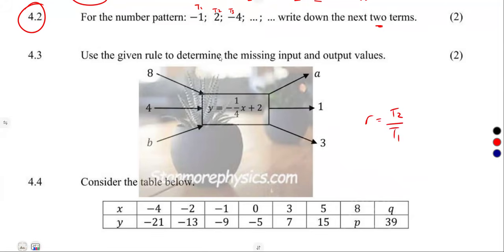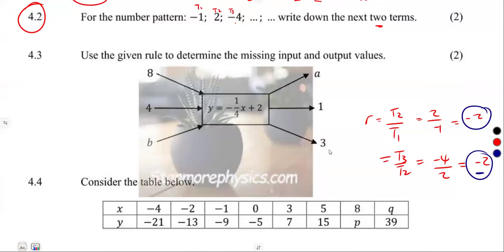Term 2 over term 1, T2 over T1, that's 2 over -1, which is -2. T3 over T2 is going to give us -4 over 2, which is -2. As we can see, they are the same. So our number pattern is geometric, where we have the constant ratio. It means the next terms are simply obtained by multiplying the previous term by -2.